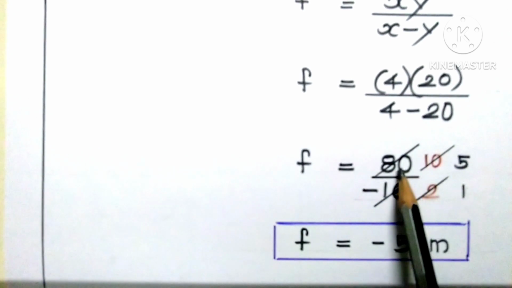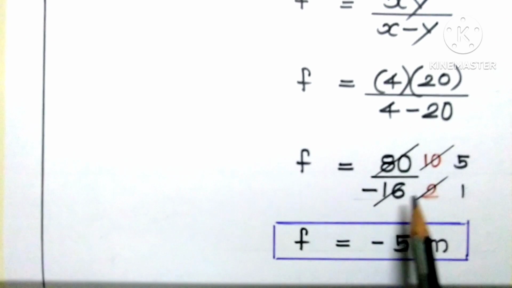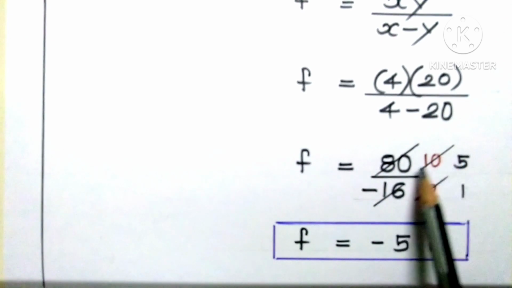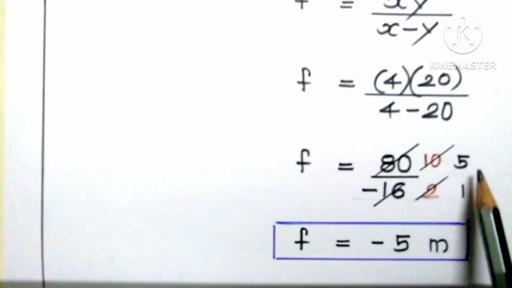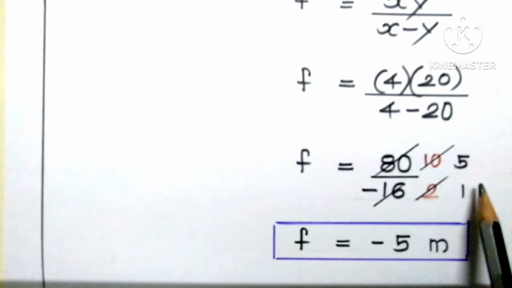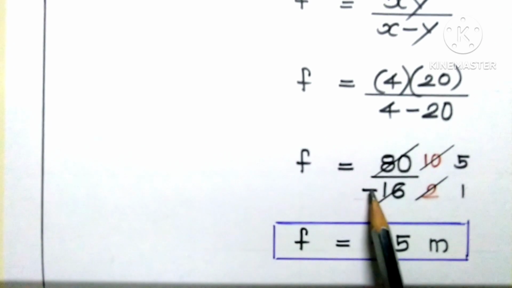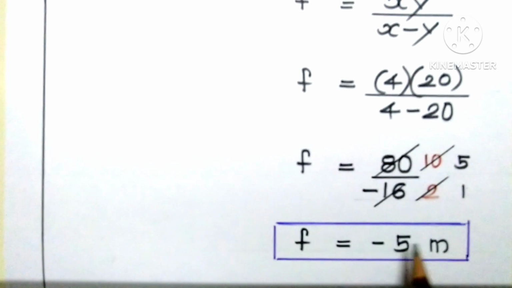Now let us cancel them out with the 8th table. 10 8s are 80. Here 2 8s are 16. Again 1 2 is 2, 5 2s are 10. So we get 5 by 1, which is nothing but 5 itself. So f is equal to, here in the denominator minus is there, so we'll get minus 5 meter. This is the focal length.